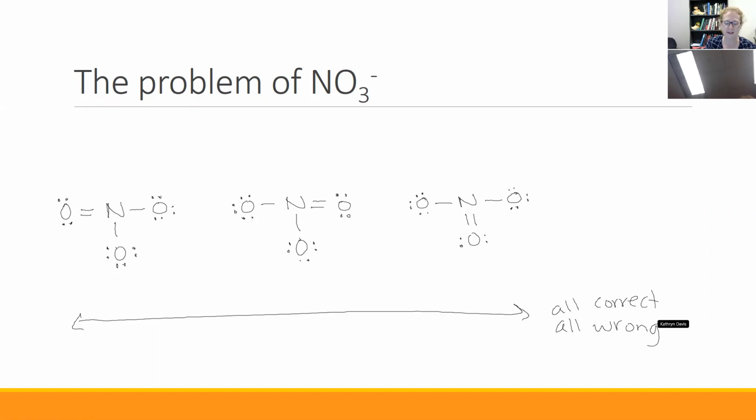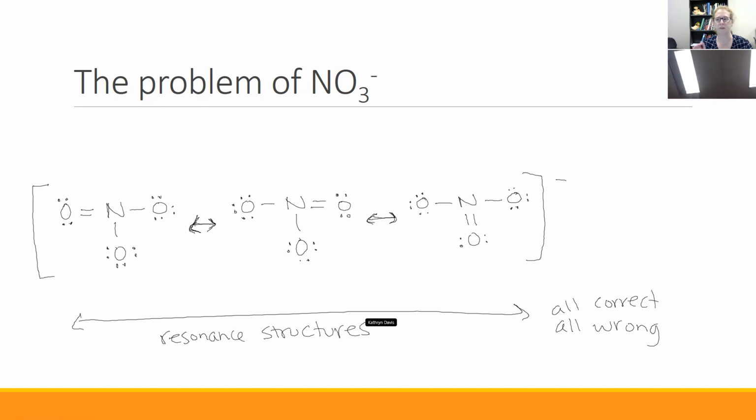And I know, again, that's unsatisfying, but the way that we think about that in our heads is we think about the real structure as being somewhere in between all of these. And the way that I represent that is I put these double-headed arrows between my structures. And then the brackets and the negative charge are for the fact that it's an ion. And so what we've just drawn are a set of what is called resonance structures for nitrate. Other compounds have resonance structures, and let's talk about what that means and what those rules are.